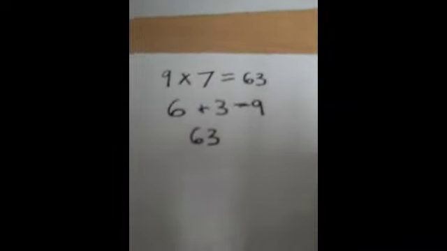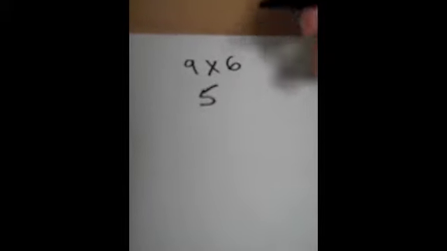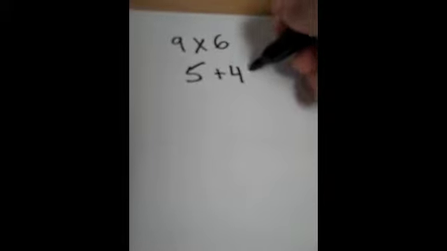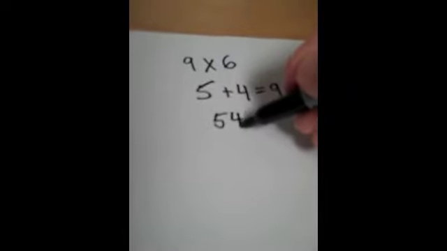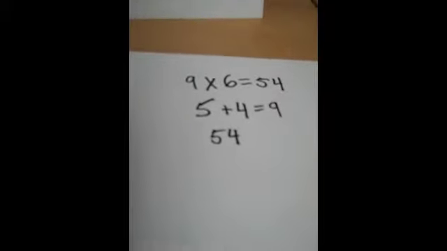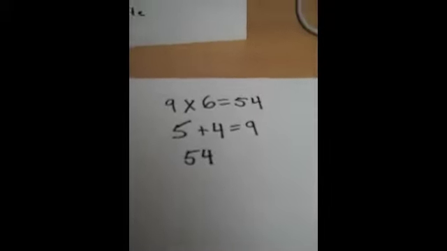Let's do one more example. 9 times 6. What number is being multiplied? 6. What is 1 less than 6? 5. 5 plus what equals 9? That's right, 4. 5 plus 4 equals 9. Put those numbers together, and you have 54. 9 times 6 equals 54. You guys getting the hang of it? Great! Okay, let's do one more problem.